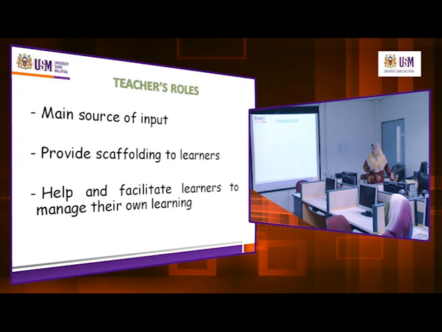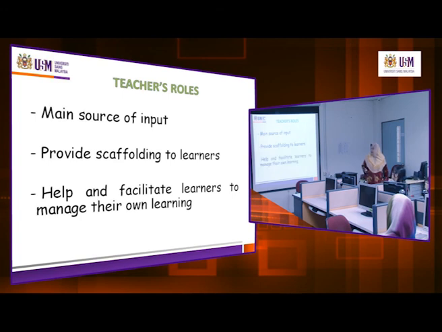Teachers' roles: main source of input. Just like the other methods, the teacher plays a central role in the lexical approach as well. The teacher will impart knowledge, and the teacher will be the model of the language. The teacher will provide scaffolding to learners. So instead of GTM, where the teacher tells the learner what to say and what to do, the teacher just provides the skeleton, and the learner will fill the skeleton with their own knowledge and skills. The teacher just provides the main frame of the learning process. The one filling the frame will be the students.